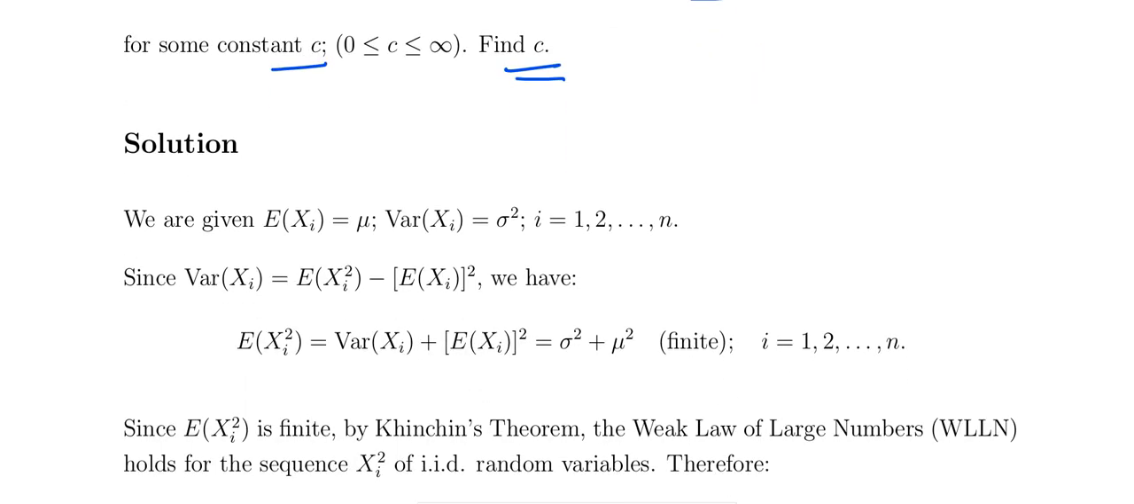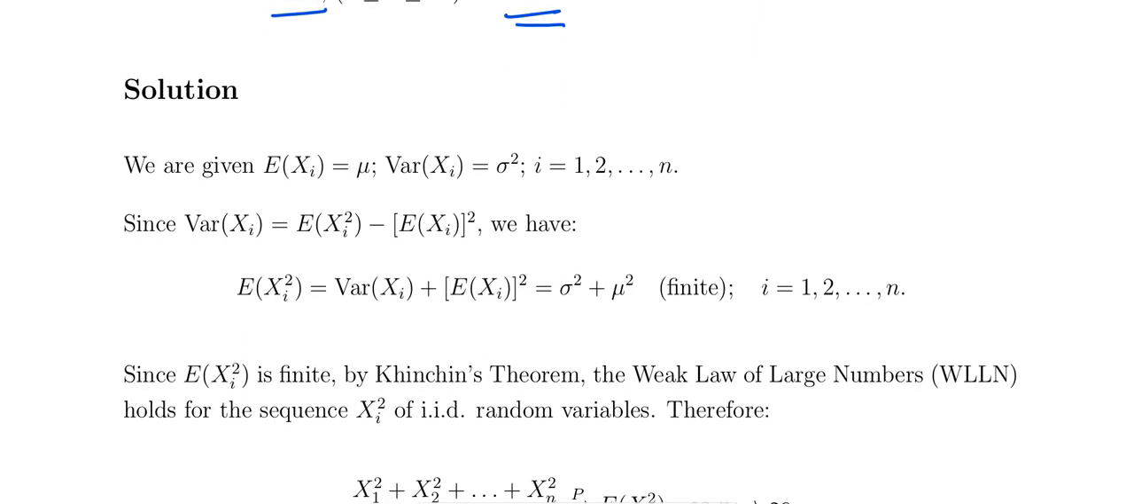E of xi, for the identically distributed random variables, E of x1, E of x2, E of x3 are all the same, that is mu. Variance of xi is also the same, that is sigma square. Variance of xi equals E of xi square minus E of xi whole square, so E of xi square equals variance of xi plus E of xi whole square, sigma square plus mu square. E of xi square is finite.